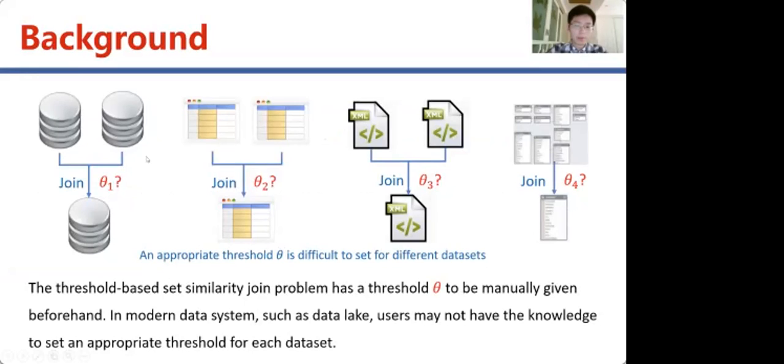Speaking of the set similarity join, it usually refers to the threshold-based set similarity join. This join has been well studied in recent years, and it has a broad range of applications. However, the threshold-based set similarity join requires a threshold theta to be manually given beforehand. In modern data systems, such as data lakes, there are a massive number of datasets. Users may not have the knowledge to set an appropriate threshold for each dataset.